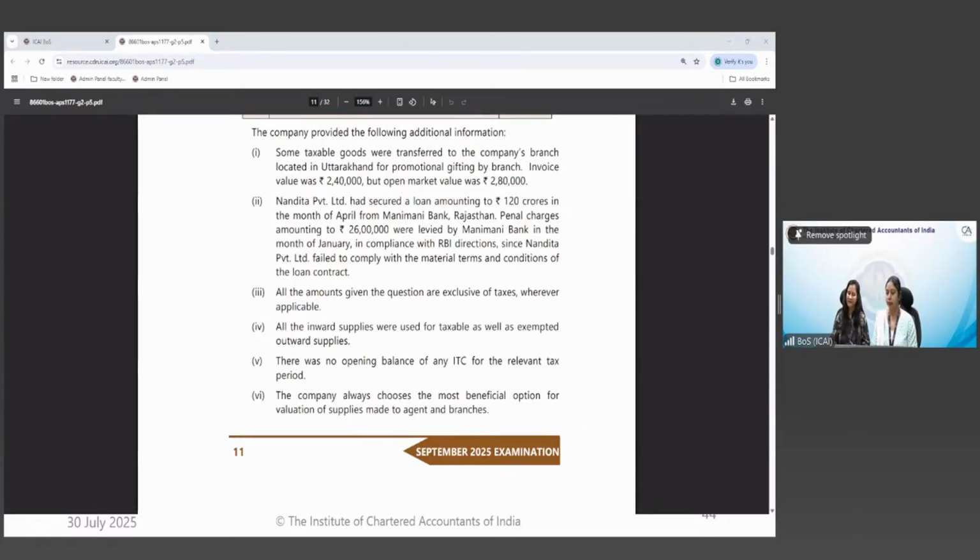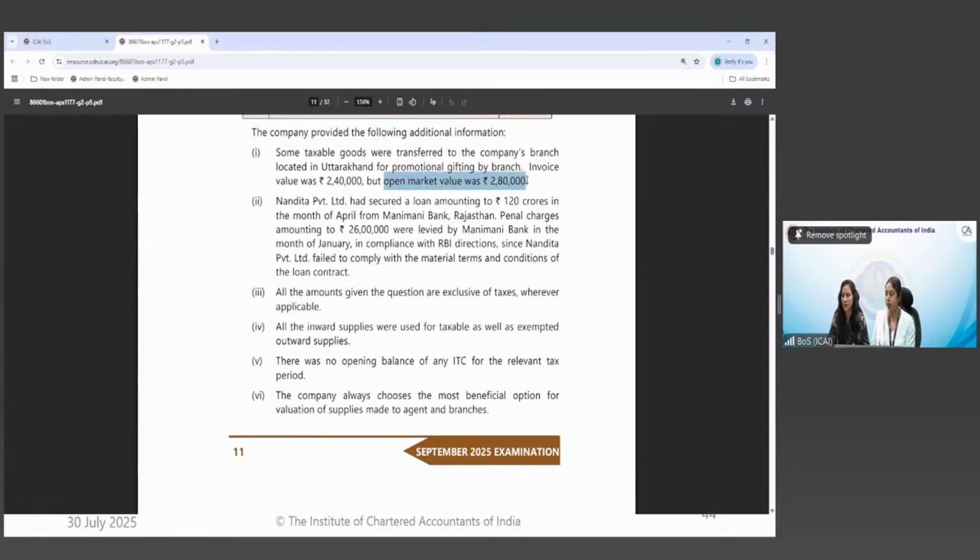See, in this case, Rule 28 will come into picture because full input tax credit is not available. Recipient जो branch है उसको full ITC नहीं मिल रहा है because ITC is blocked and goods are also not intended for further supply, because वो promotional gifting के लिए तो they are also not going to be supplied as such for further supply. So value of supply of said goods shall be the open market value. Very good.